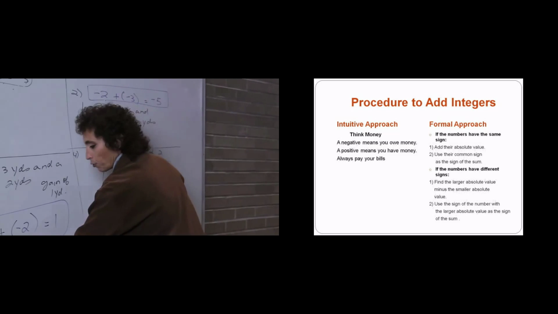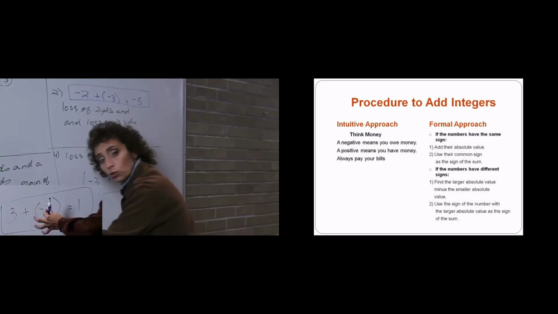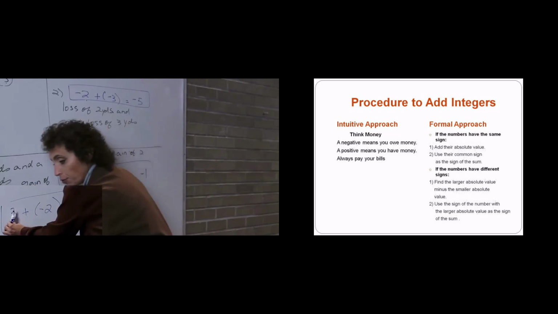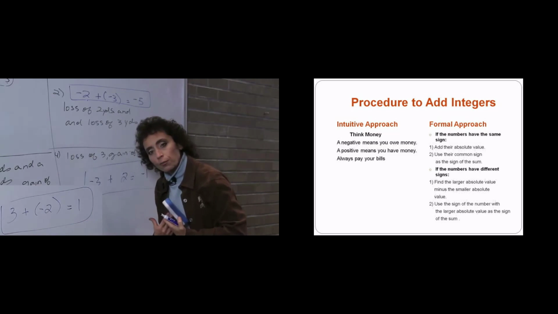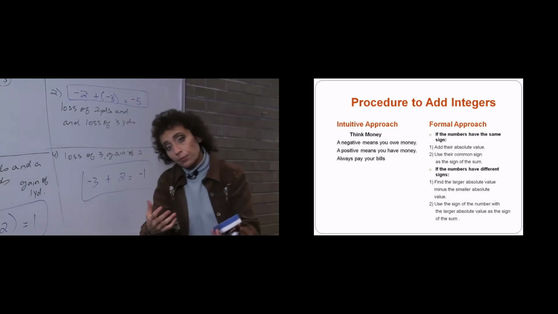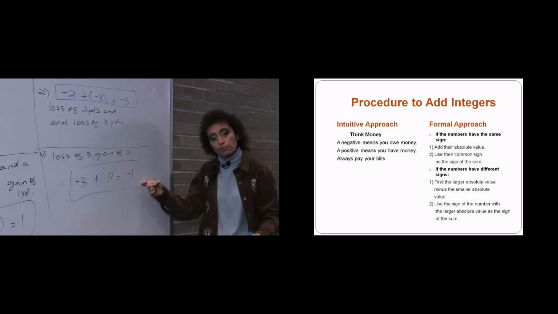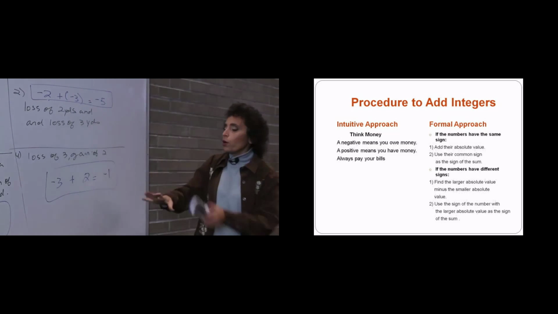So I have $3, but I owe you $2. If I have $3 and I owe you $2 and I pay you, what's the deal for me? I have $1 left. If I owe you 3 and I have $2 and I pay you, I owe you $1. So we're going to just think money.